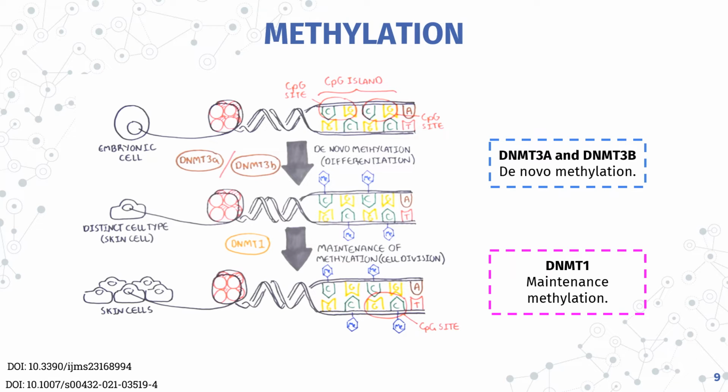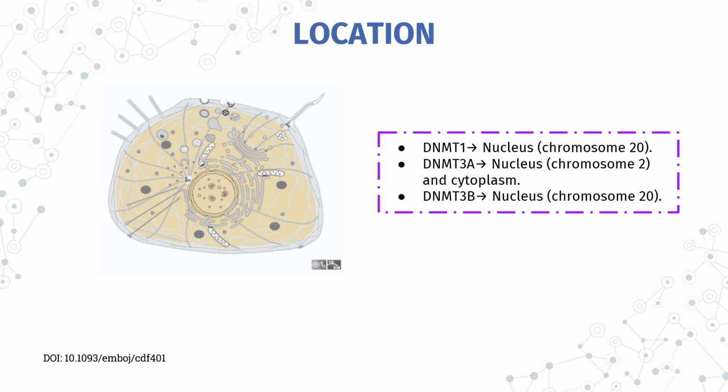We will have DNMT1, which is responsible for the maintenance of DNA methylation after the differentiation. As we have already seen, methylation will occur in the CpG islands that are found throughout the genome except in the promoter CpG island. Promoter regions are regions of DNA that contain regulatory elements that control gene transcription. DNMT1 is also involved in the maintenance of methylation patterns within the genome after cell division. The 3 canonical DNMTs are located in the nucleus of the cell.